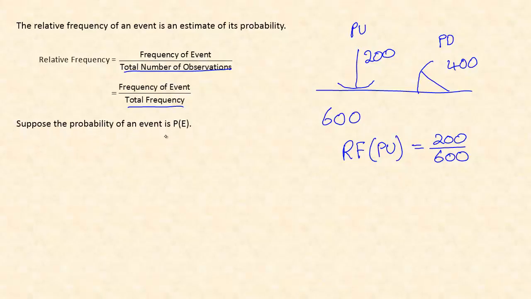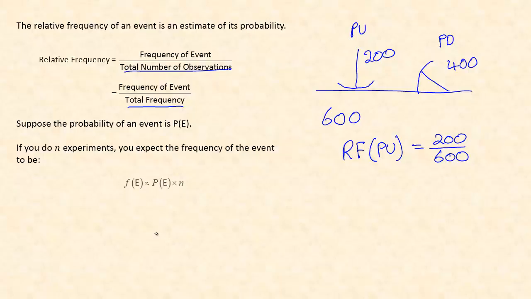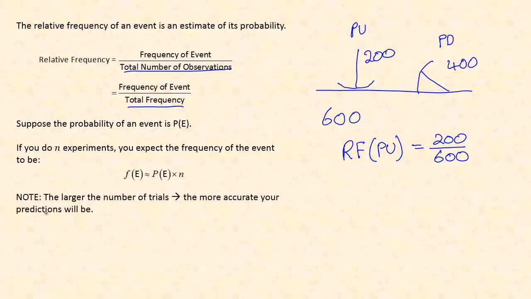Suppose the probability of an event is probability of E. If you do n experiments, you expect the frequency of event E to be approximately the probability of event E times the number of times you did the experiment. Now, we discussed this in the last lesson. The larger the number of trials, the more accurate your predictions would be.